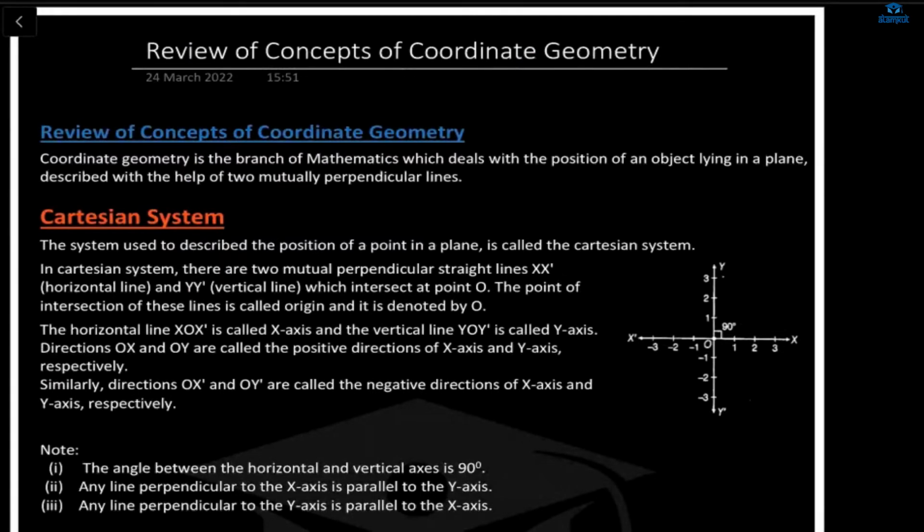So we know, what is a Cartesian plane? First of all, what is coordinate geometry? What do we mean by coordinate geometry? It is a branch of mathematics which deals with the position of an object, that is, where the object is lying, and that also not in space, but in a plane. Plane means two-dimensional. We're only in two dimensions here.